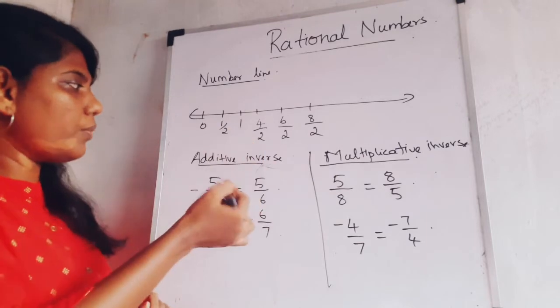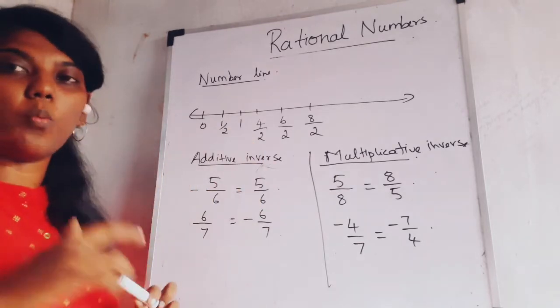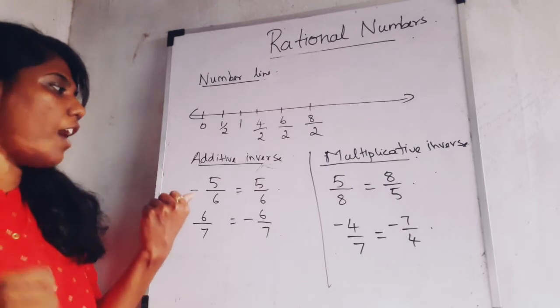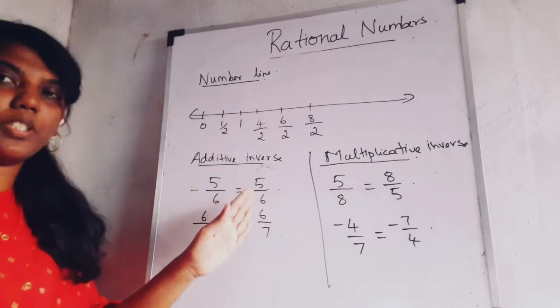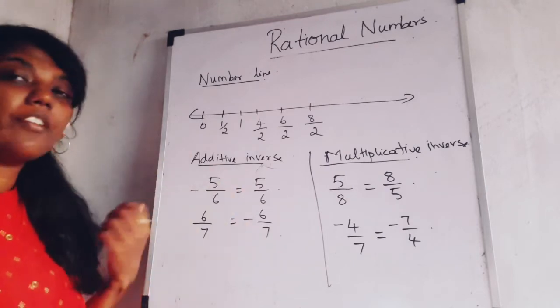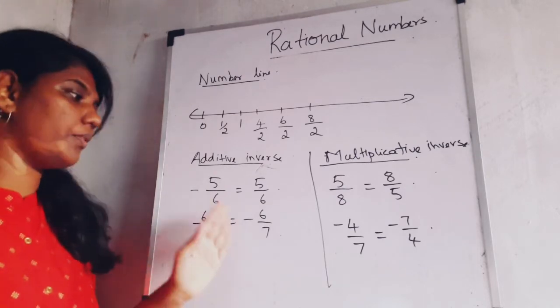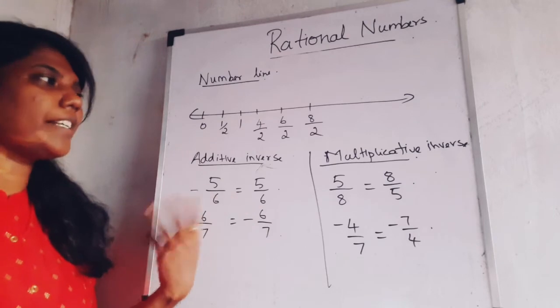The next one is the additive inverse. So what is the additive inverse? If we have minus 5 by 6, we write it as positive, that is 5 by 6. If we have 6 by 7, which is positive, we write it as negative, that is minus 6 by 7. So this is the additive inverse concept.